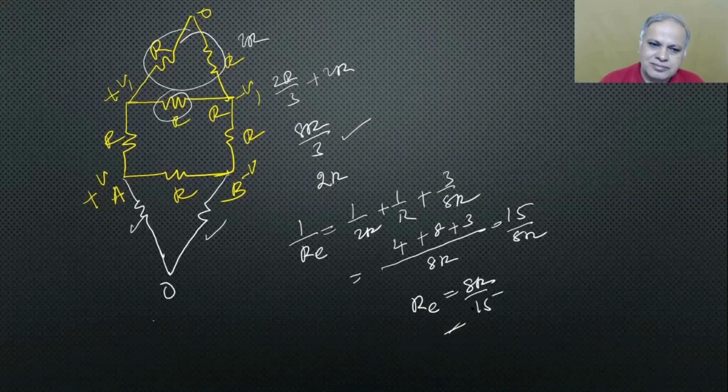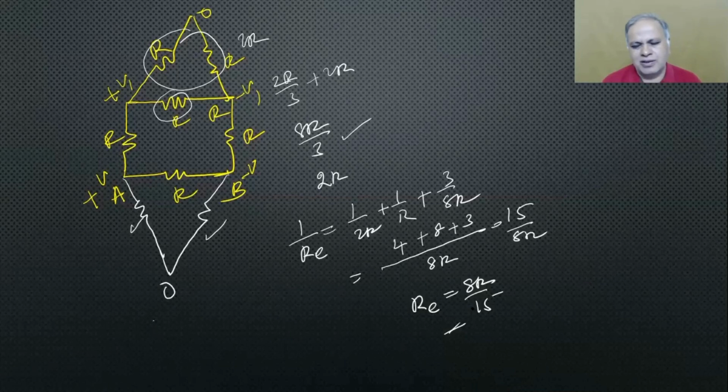So 8R by 15. But as I told you, you can also just write it by junction rule, which you could apply without breaking and bringing it down like that.